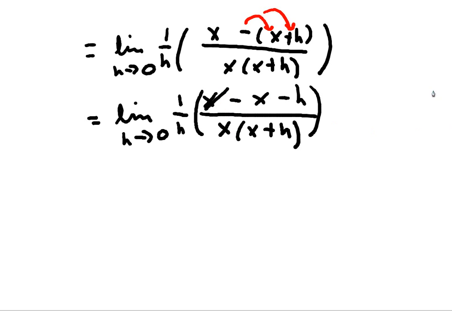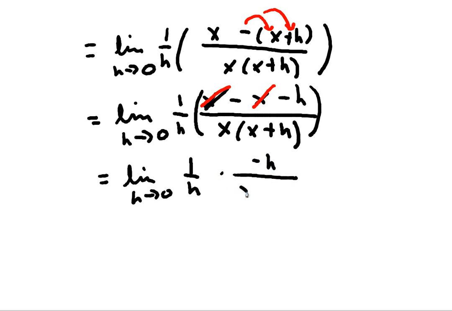Anyway, here we have now our expression. The x's cancel out. I like to mark it in different colors so that I can emphasize the fact that we're canceling. So here they cancel out. Now what we're left with is 1 over h times negative h over x times x plus h. Now remember, you can see that we have an h in the numerator and h in the denominator. So these guys can cancel out to 1.